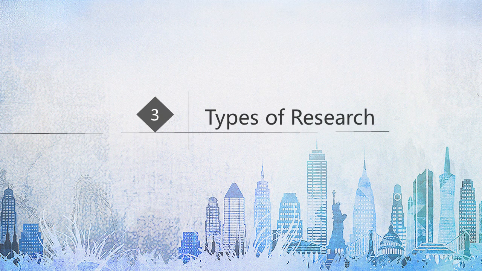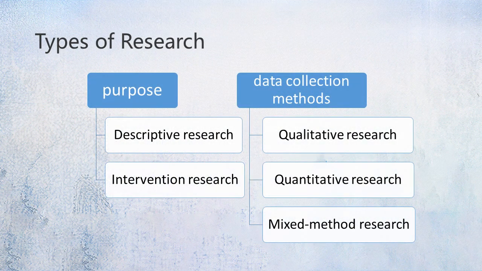The third part will learn more about types of research. How to categorize the types of research. By purpose, we can divide it into descriptive research and intervention research. By data collection methods, it can be divided into qualitative research, quantitative research, and mixed method research.